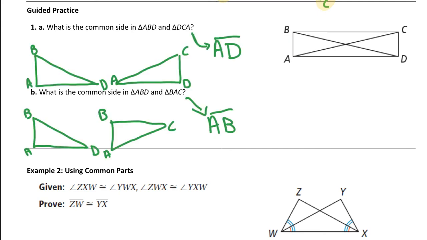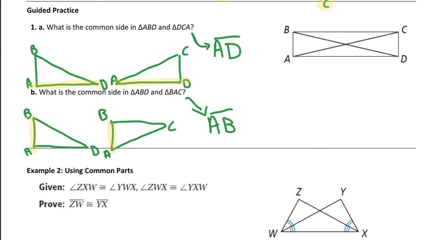So, by redrawing the triangles, I was able to pick out that ADB and DCA share side AD. All right? Now, maybe you could have done this without redrawing the triangles, but I think sometimes that helps. It helps you to visualize each triangle separately when they're not overlapping. So AD for part A, AB for part B. The overlap of ABD and BAC is AB. And you can see that they share those two vertices, so they share that side AB.